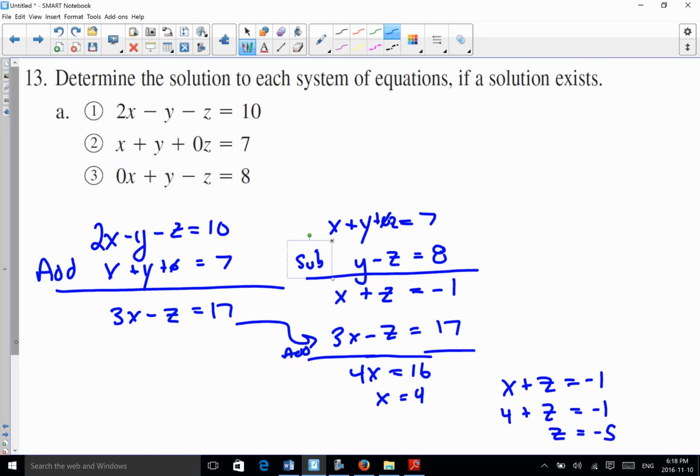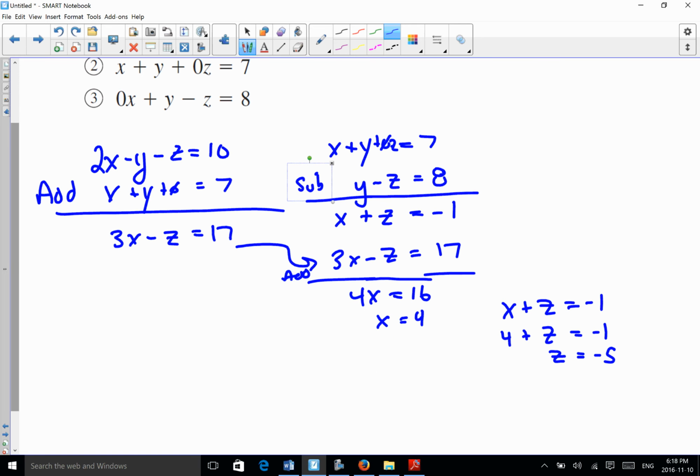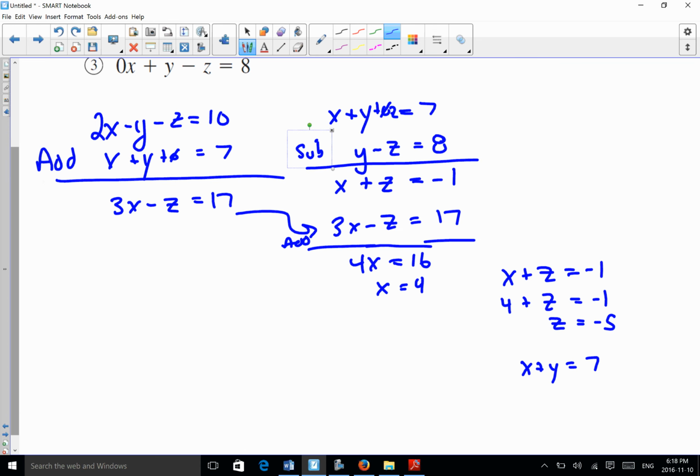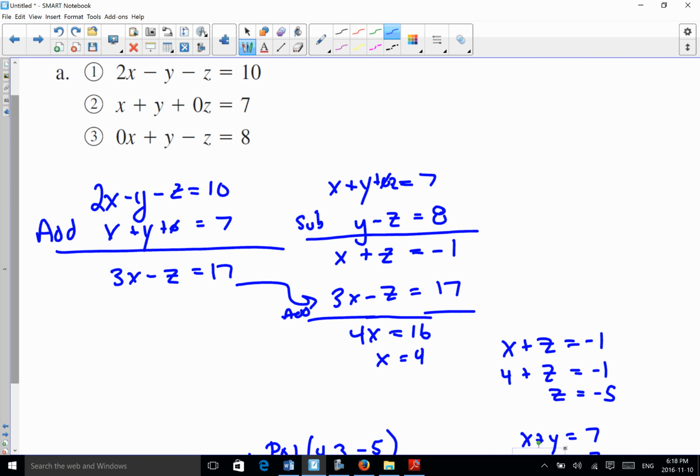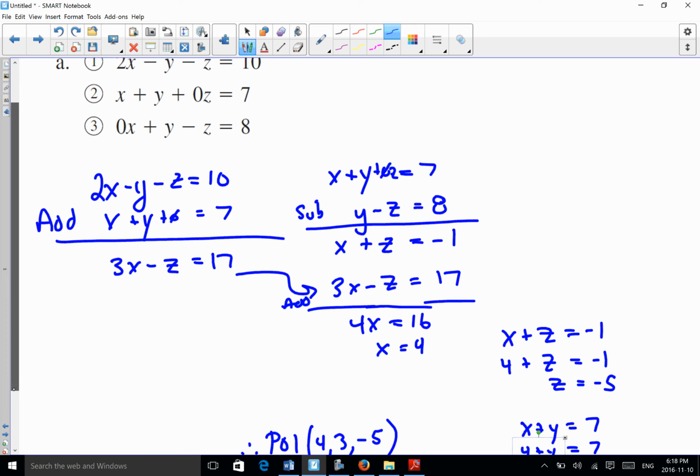Now let's go back and get the y. And as I was saying, if you notice equation number 2, which is x plus y equals 7, doesn't even have a z involved in it, right? Put the 4 right in. So 4 plus y is 7, so y is 3. So yes, indeed, there is a POI, a single point. It's 4, 3, and negative 5. And if you wanted to check it, you could. You can just put each of those values into each of the three equations and prove left side equals right side. Okay?